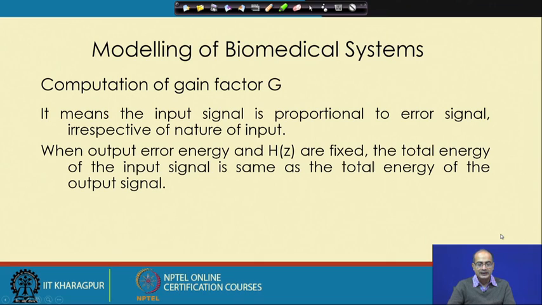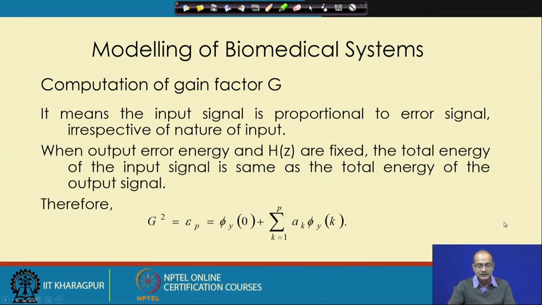So, when we look at the output energy, and that is for a fixed Hz, that means Hz is computed, we need to have an energy balance on both sides, in the input and the output, because of the preservation of the energy. So, looking at that, what we can get is that G squared is equal to the prediction error for phi y equal to 0.